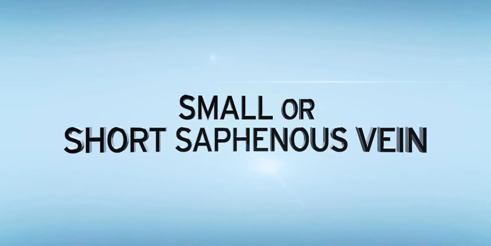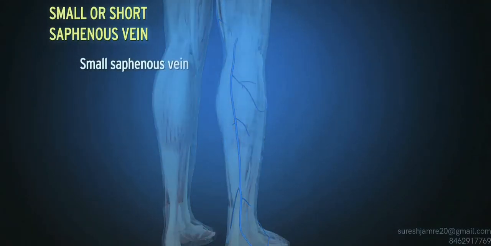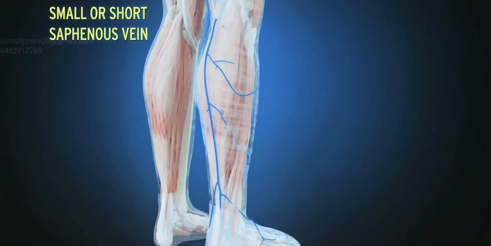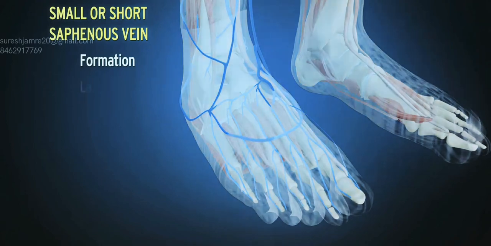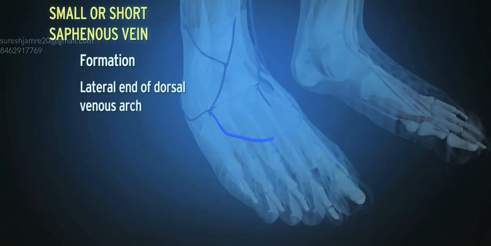Small or short saphenous vein. Small saphenous vein drains the lateral border of foot, heel and the back of leg. Formation. It is formed by the union of lateral end of dorsal venous arch with the lateral marginal vein.